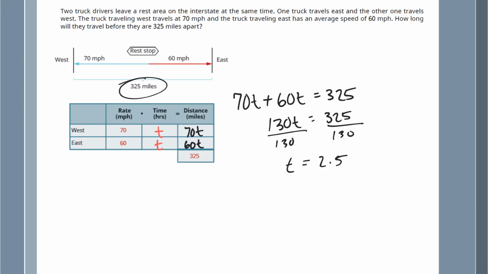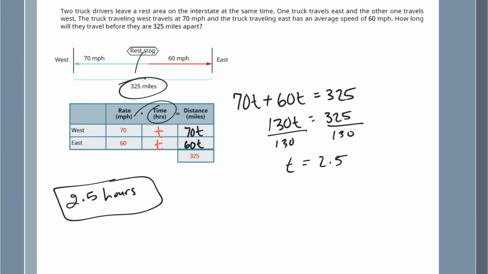2.5 what, you might say? 2.5 hours, I believe, since time is in hours. And that is the solution to our problem. 2.5 hours is how long they will travel before they are 325 miles apart.